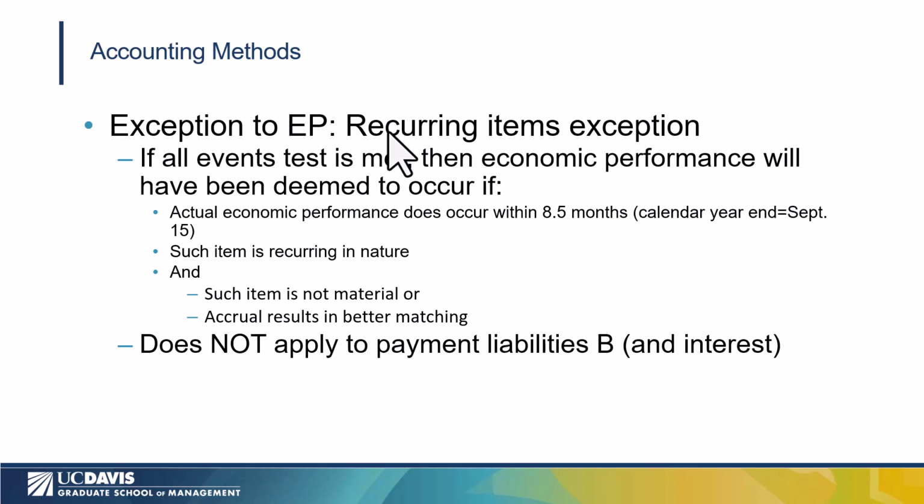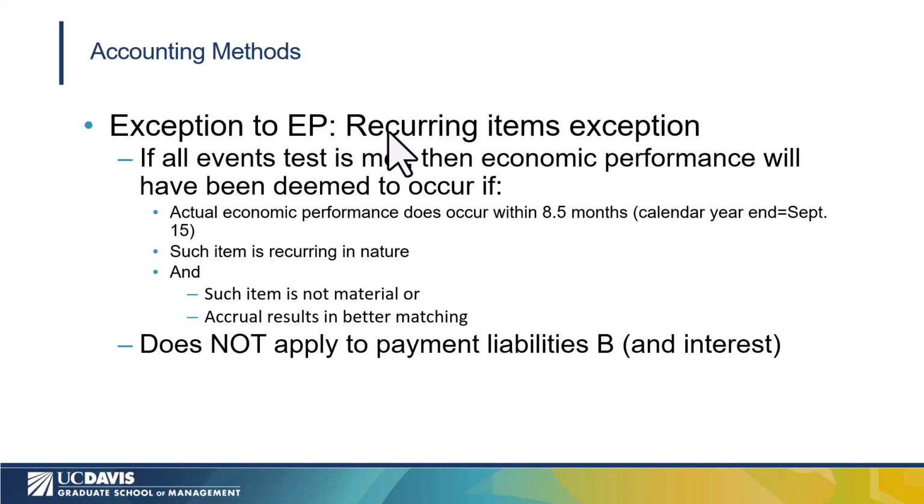So there are exceptions to the economic performance rules, and one of them is called the recurring items exception. This exception applies where the all events test has been met, then economic performance will have been deemed to occur if actual economic performance does occur within 8.5 months or the filing of the tax return. And I notice that's not written here, and it should be, right? So actual economic performance occurs within 8.5 months or by the filing of the tax return. Such item is recurring in nature and it is not material, and accrual results in better matching.